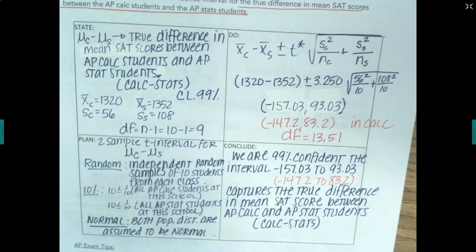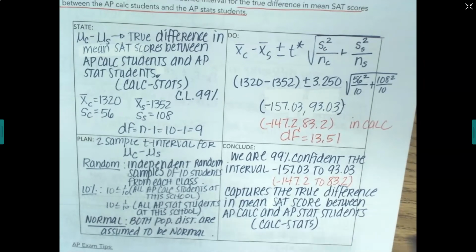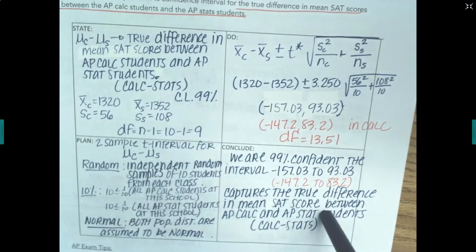Calc minus Stats. Now this question does not have a follow-up, but if they had asked, does this provide convincing evidence that there is a difference in the mean SAT scores between AP Calc and AP Stats students, we would have to say no here, because 0 is a plausible value. It's in our confidence interval. And remember the previous video where we said you also have to talk about the alpha. So if we have a 99% confidence interval, the 0 is a plausible value, so it's plausible there is no difference between here, which means an alpha of 0.01 would not find evidence for a difference in the means.